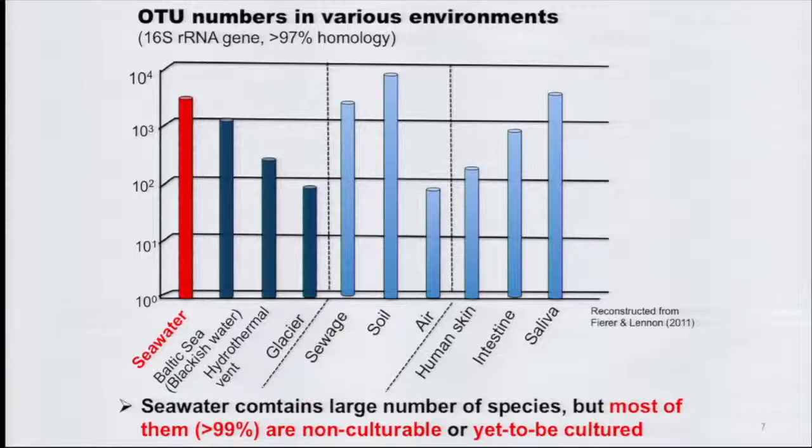And this is a species number. The seawater has this number, over 10 to the third OTU, which is almost equivalent to the sewage, soil, and human intestine and saliva. So seawater contains a large number of species. But the specific character of marine microbes is that most of them, more than 99%, are non-culturable or yet to be cultured. So if you want to isolate drug-resistant bacteria, you can only see the 1% or less of the bacteria.